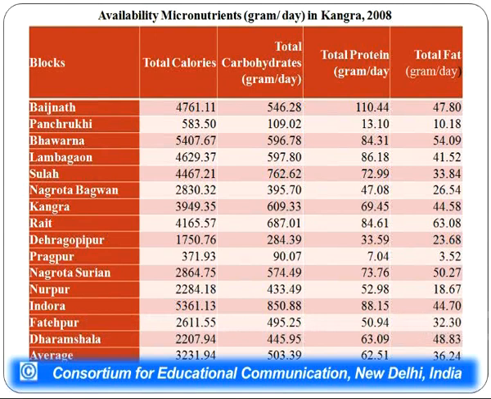Indora, or if you come to Pragpur, particularly in the southern part, the low hilly area, we have very less, 371. Then Kangra is quite substantial at 3949, so it is a much better situation.